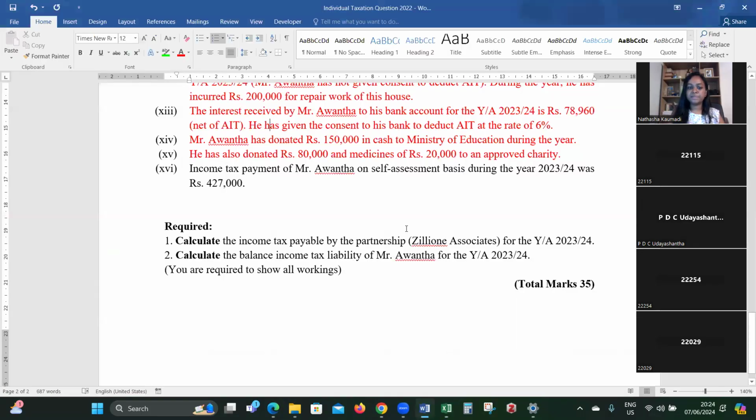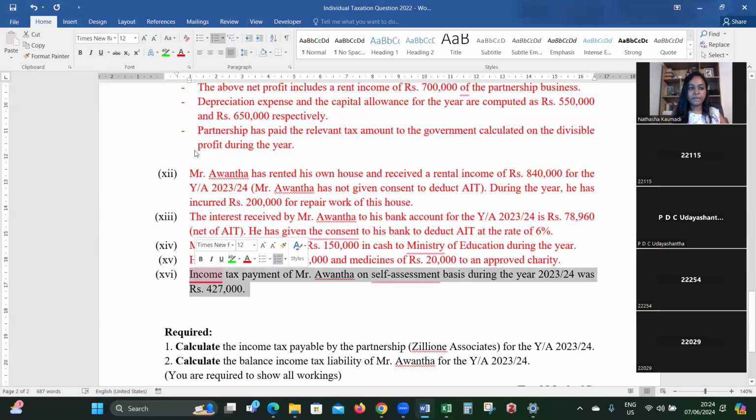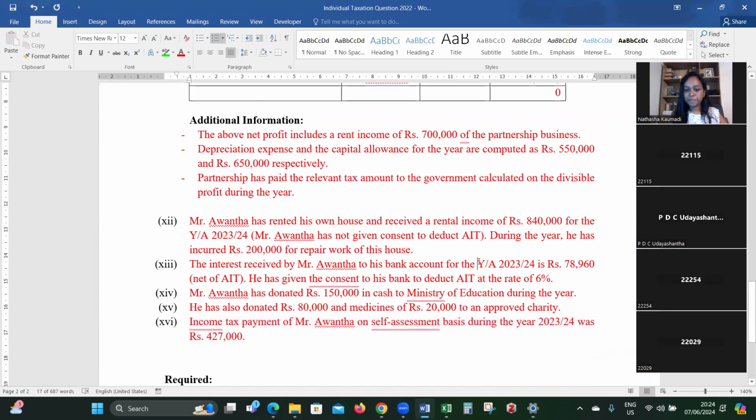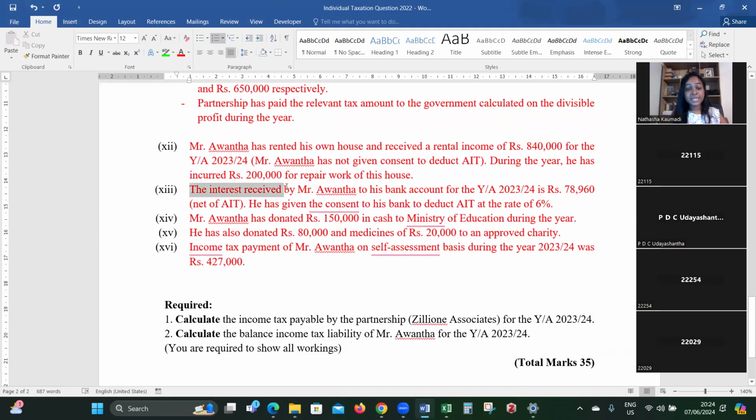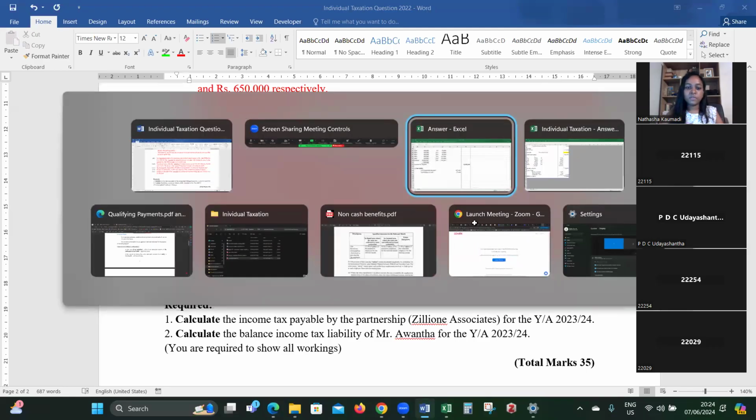We have another one here. What is that? Now, can you remember, in the interest income, the bank has deducted AIT, WHT at the rate of 6%. Exactly, your answers are correct. At the rate of 6%, the bank has deducted WHT. Now we can take this one, right? We can take the amount deducted by the bank as the tax credit. We have already paid. So 78,960. That is the net amount, right? If you want, we can have the gross amount as well.